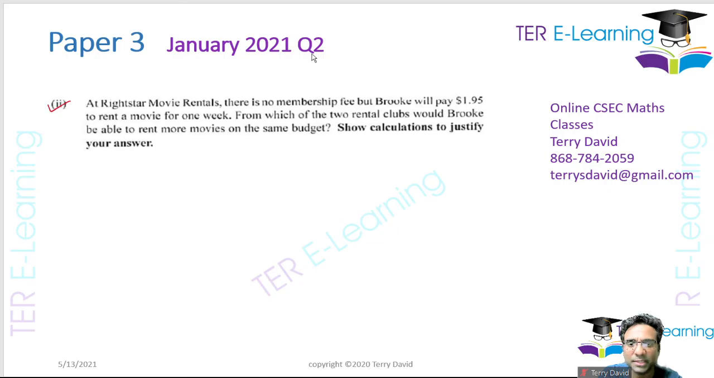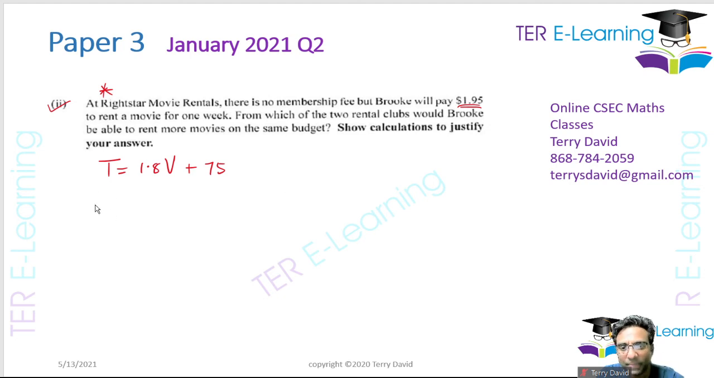Surprisingly, the last part is shorter than the first question though. RightStar Movie Rentals has no membership fees, but Brooke will pay $1.95 to rent a movie for 1 week. From which of the two rental clubs would Brooke be able to rent more movies on the same budget? Now, the first company had a cost equation like this: 1.8V plus 75. But for RightStar Movie Rentals, you don't have any annual fee. You just have a fee for a rental. For every movie that you borrow is $1.95.